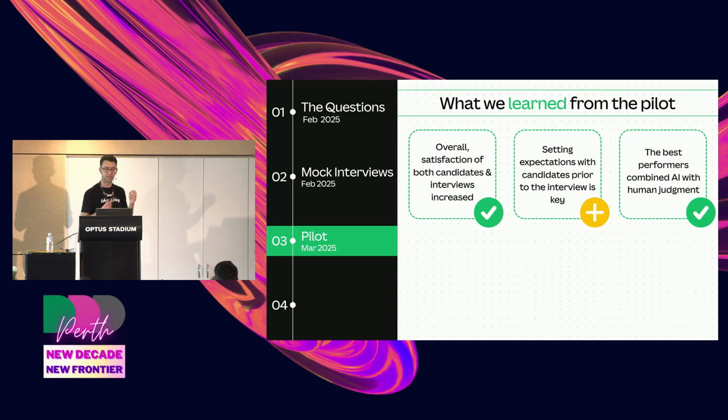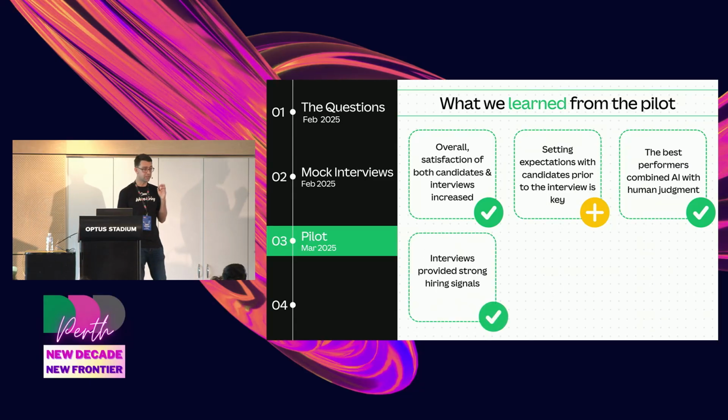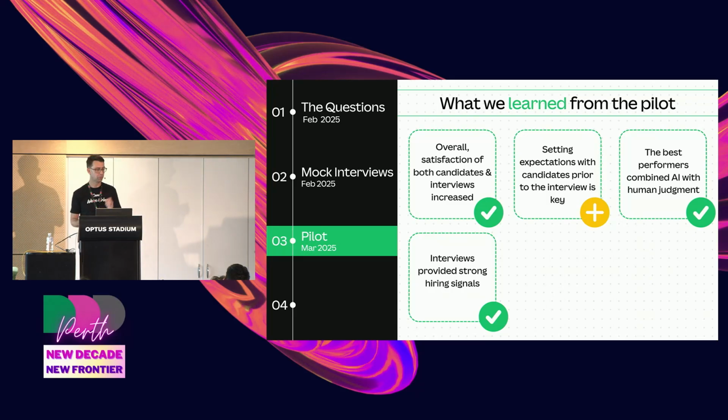And the best performers, like I said, used AI as a productivity multiplier while maintaining control of the overall solution and applying critical thinking to incorporate the generated code. And the interviews provided strong hiring signals. This gave us confidence that we weren't losing our ability to evaluate candidates by focusing on AI tools or allowing AI tools. However, because this was such a new format, we decided to be conservative about the leveling decisions.